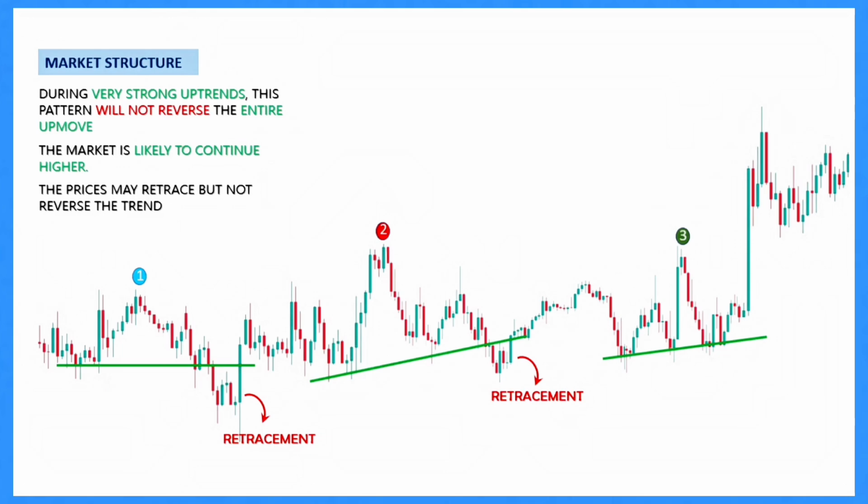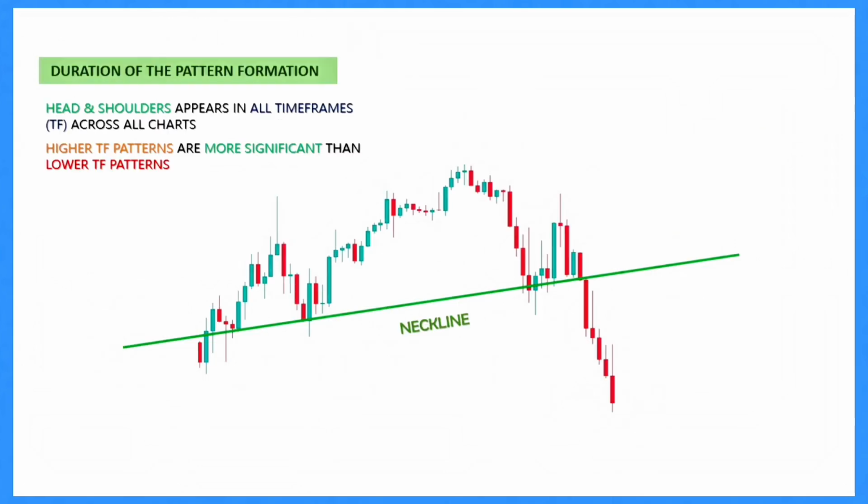Now the second factor is the duration of the pattern. A typical head and shoulders pattern can take 200 days, 20 days, or even 20 minutes to form, depending on the time frame you're analyzing. But let's apply some common sense here. A pattern that takes 200 days to form is far more significant than one that forms in just 20 days. And a 20-day pattern is much more reliable than one that appears on a 20-minute chart.